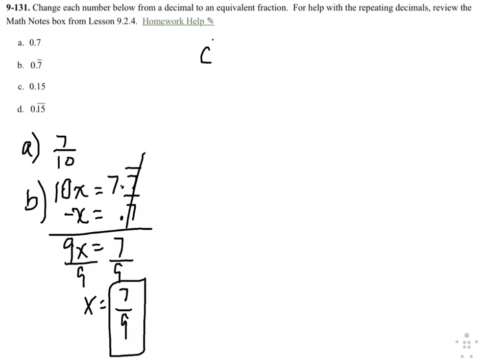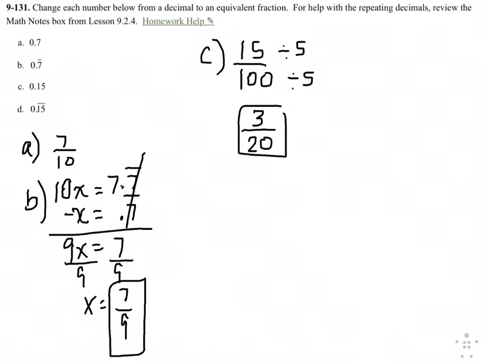For C, it's 0.15. So that's 15/100ths, right? That's 15/100ths. And then, of course, we have to simplify that, right? That's not reduced. So we could divide, there's a common factor of 5, right? So 5 goes into 15 3 times, and 5 goes into 100 20 times. So that's 3/20ths. And for D, 0.15 repeating, same thing.